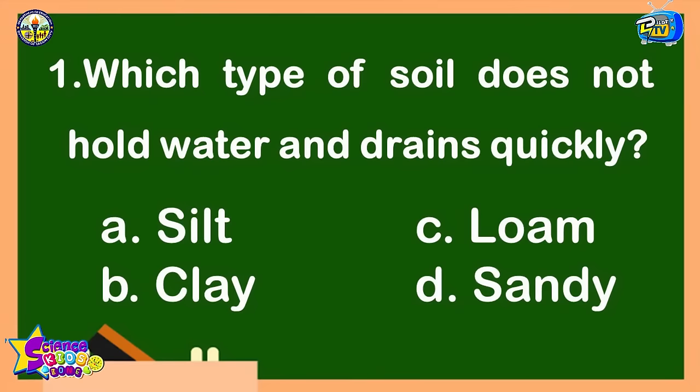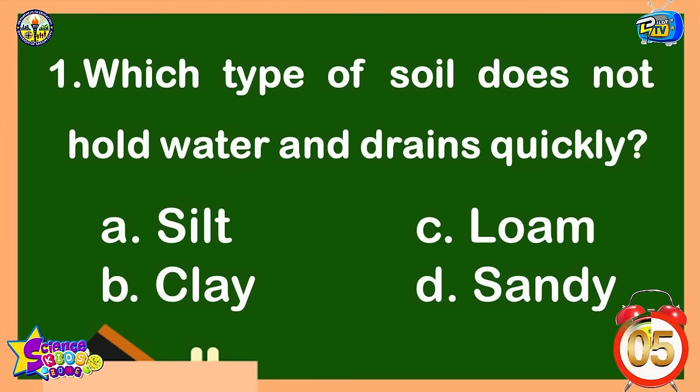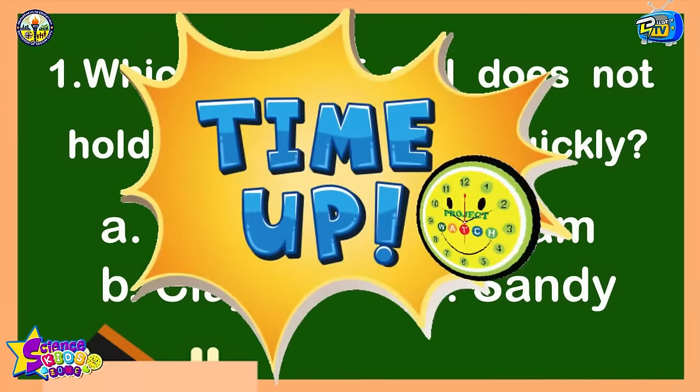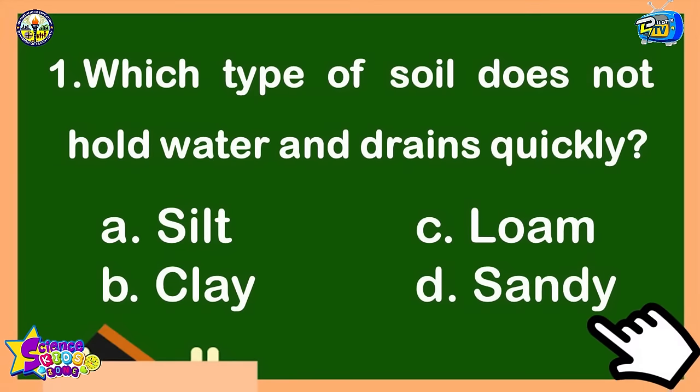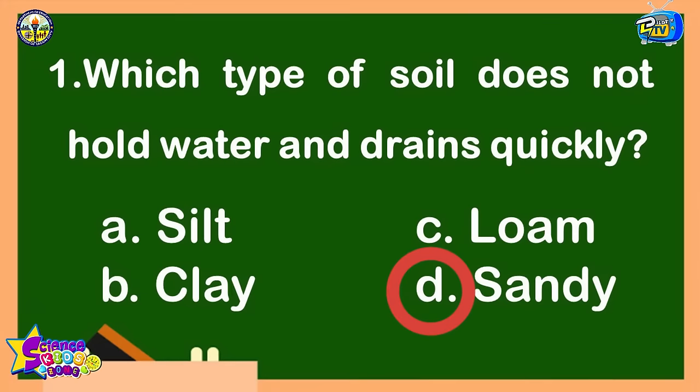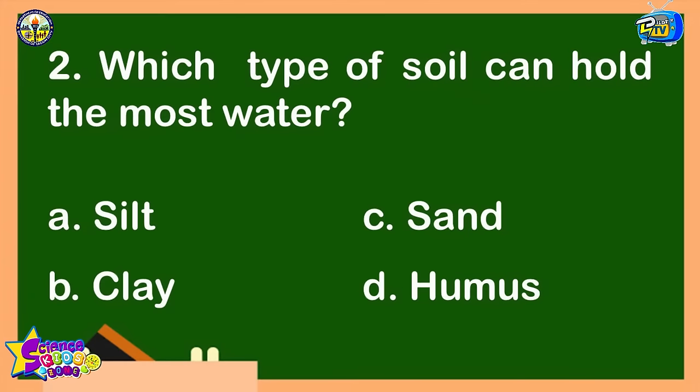Number 1. Which type of soil does not hold water and drains quickly? A. Silt. B. Clay. C. Loam. D. Sandy. Your timer starts now. What is your answer? Good job! It's letter D, sandy.